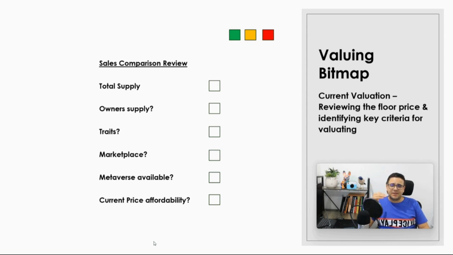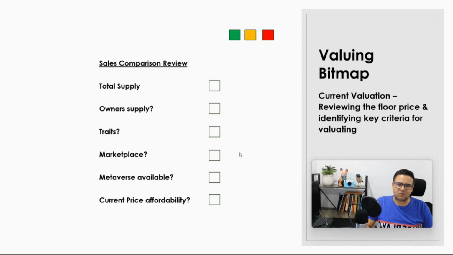And this is it. I've put down total supply, owner supply, how many owners there are. Are there traits? Is there a marketplace? Is there a metaverse already built on the project? And what is its current price affordability? Because I think that's really important. You know, we're investors. That is something we need to understand: what is the risk classification on that? Really important. And I'm now using a RAG rating, which simply stands for red, amber, and green.